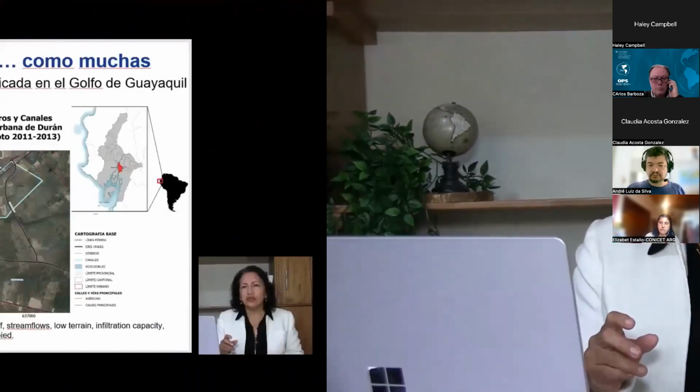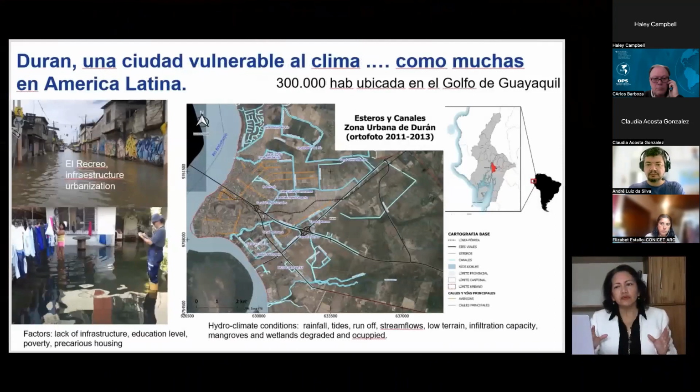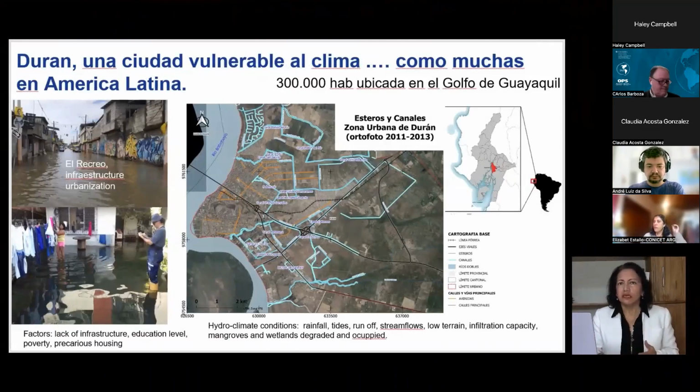It has 300,000 inhabitants and is located in the Gulf of Guayaquil, the largest gulf in the South Pacific. It has many elements that other cities have as well. Floods, it is covered by canals throughout the city.